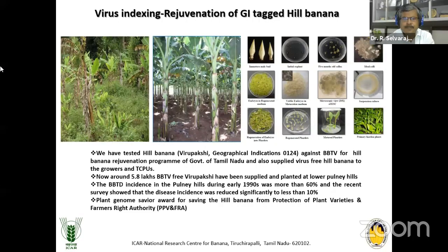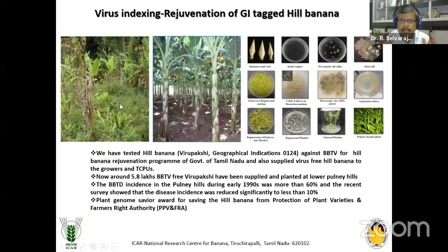And another important thing is banana bunchy top virus in the hill banana. That's the biggest problem. Whenever you go to the lower Palni Hills, there was 60% banana bunchy top we could see in the 1970s. Now, whenever we go, at least 20 to 30% of every orchard has bunchy top. So we started collecting.